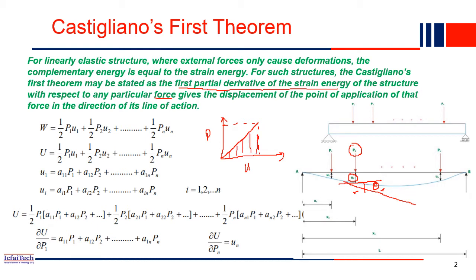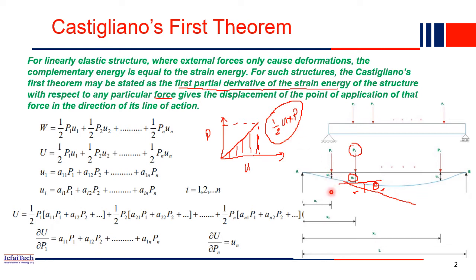So what is the area of this triangle? Half into base U into height P. Right? Half into U into P. So that is the work done, or the external energy applied into the structure: half into P into U.